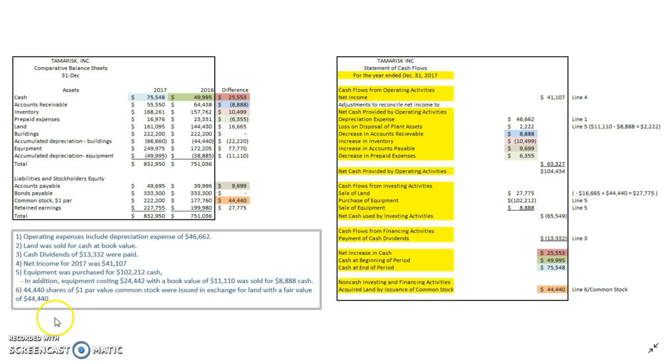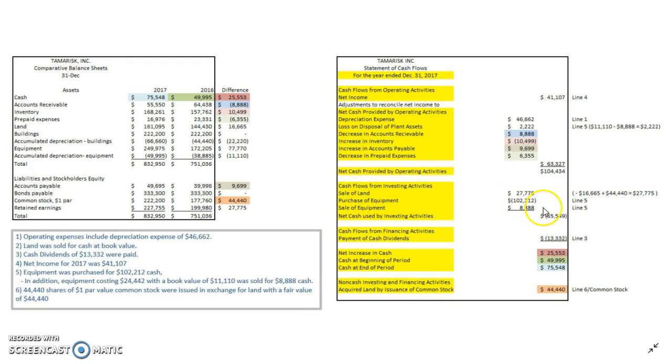But if you look here, 44,440 shares of $1 par value common stock were issued in exchange for land with a fair value of $44,440. So if you take the minus $16,665 that we spent over here, and then you add $44,440, you're going to get a difference of $27,775. And so that's the amount that we have to put here.